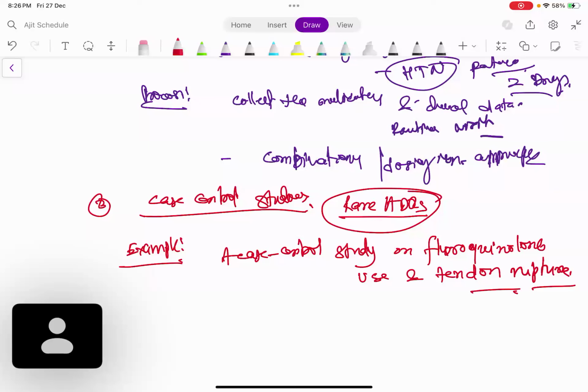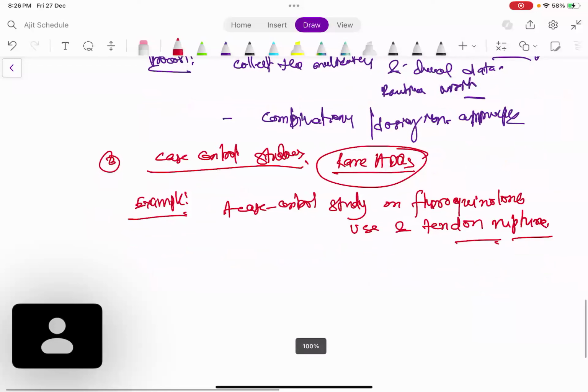When they are taken as an antibiotic, they cause tendon rupture in our body. Do you know that fluoroquinolone induced tendon ruptures? Have you heard of this before, guys? No? Okay. Yes, Aftab, there is fluoroquinolone related tendon rupture. That is one of the rare ADRs.